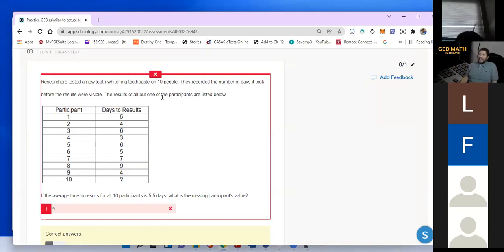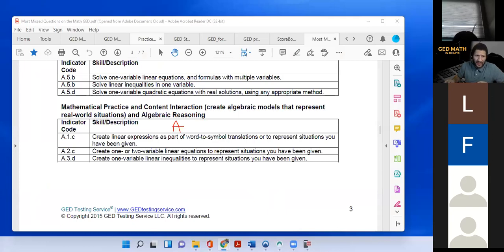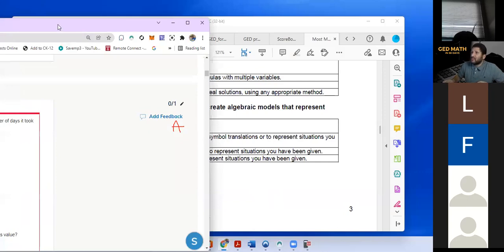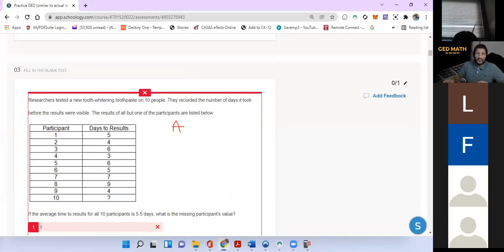Researchers tested a new, and what I'm going to do is give you multiple choice here. Hold on for a second. I want to make sure the answer is not in view. Okay. A is 4. B is 6. C is 8. D is 10. So these are the multiple choice answers.